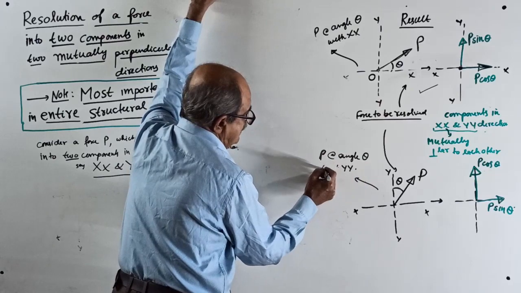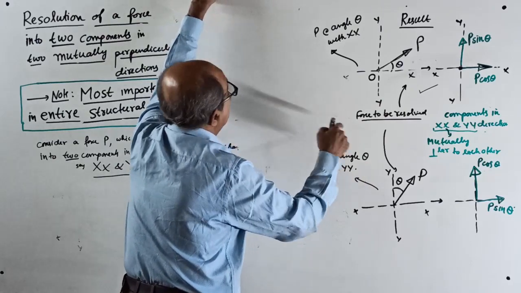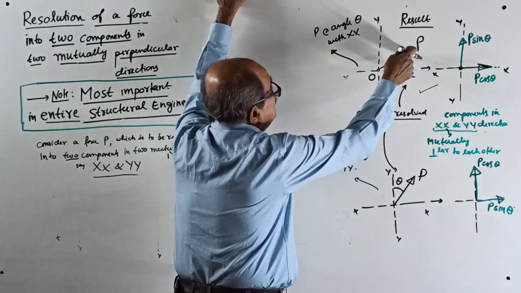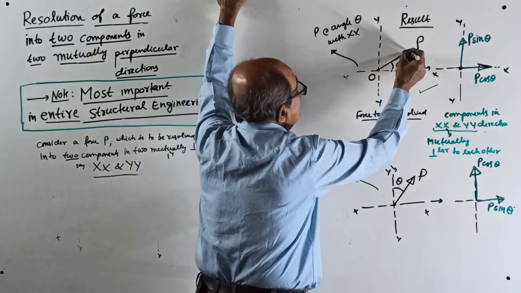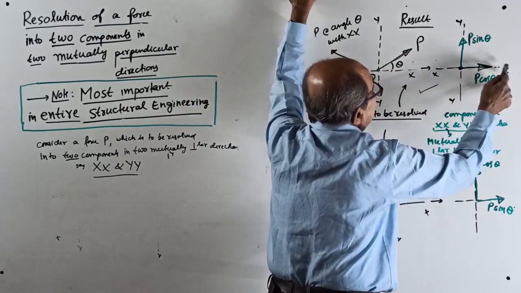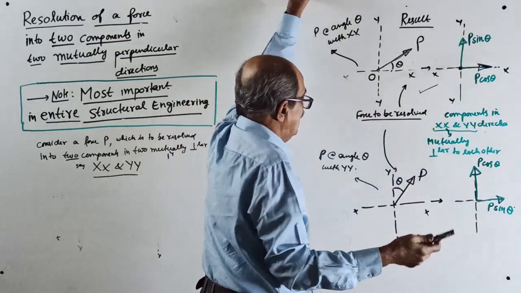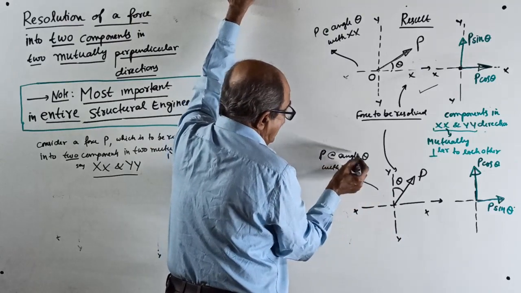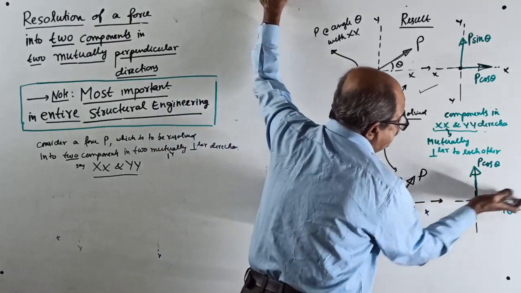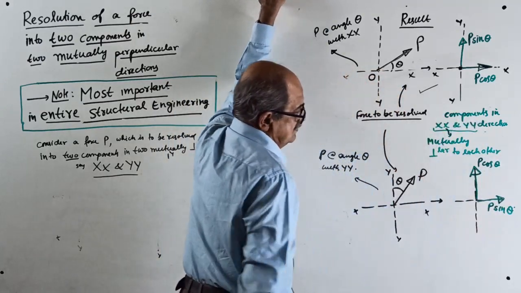Theta with YY. Now, see here. Force P, already explained. Force P makes angle theta with XX. X component is P cos theta, Y component P sin theta, already over. Now, force P makes an angle theta with YY. Then we got, just now we got, this is P sin theta, this is P cos theta.